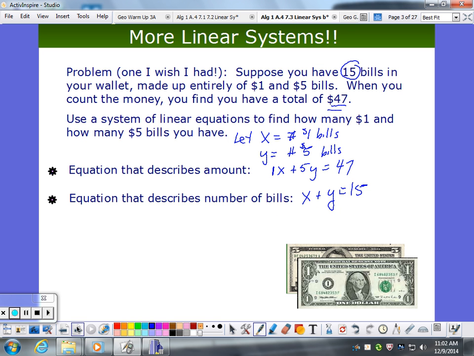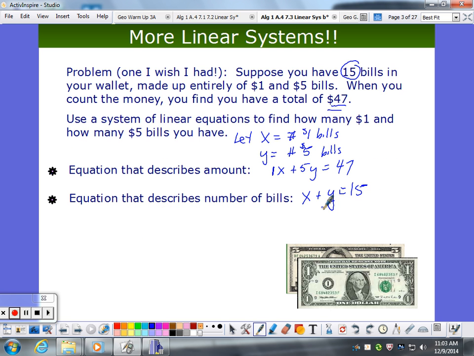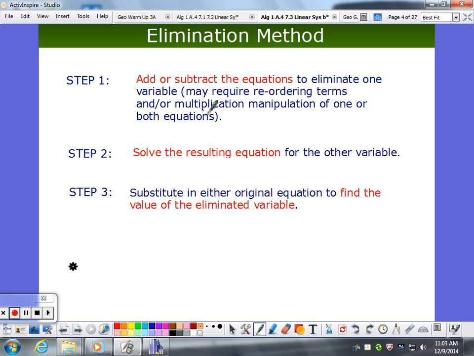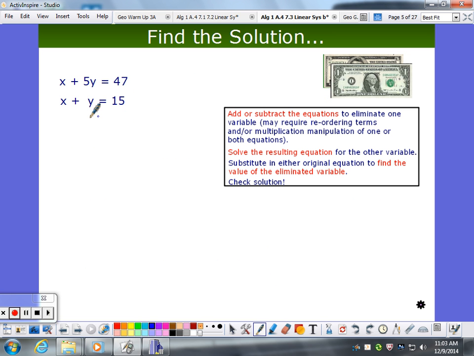And so now I have a system, so I have to solve it. We could try and graph them. 47 is a big number, it's going to be a mess of a graph. I don't want to do that. Or I could use substitution, nothing wrong with that. But let's try this other method called elimination. The thing with it is check at the end. This is no different than either method. Once you get a solution, plug them back into both. So here are my two equations that I have.